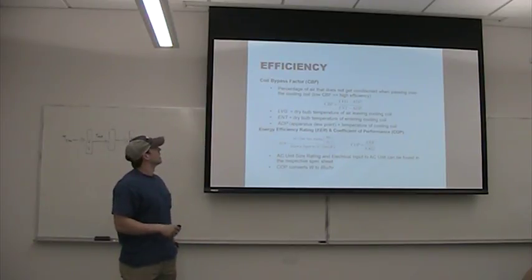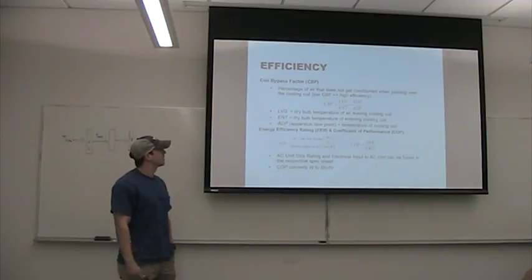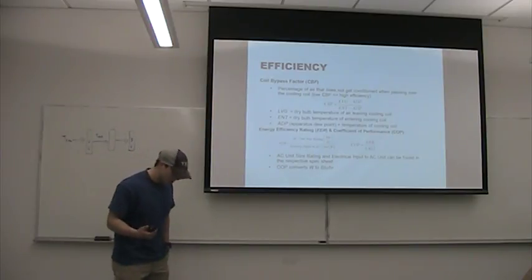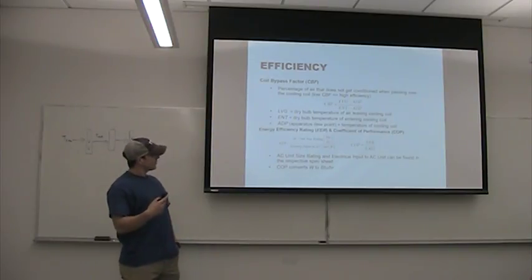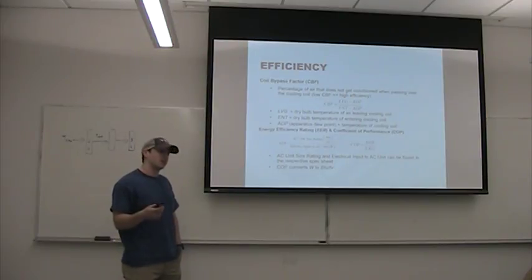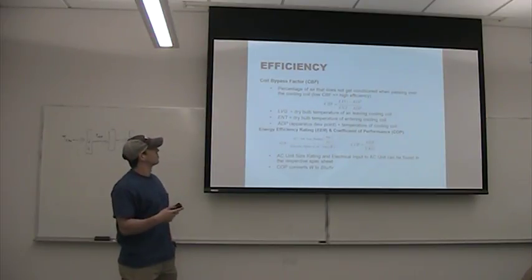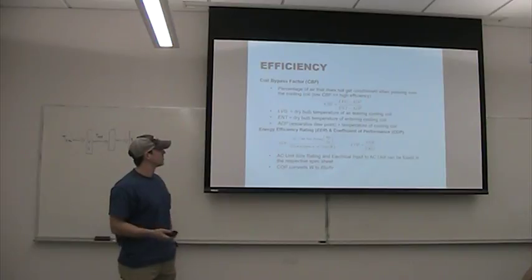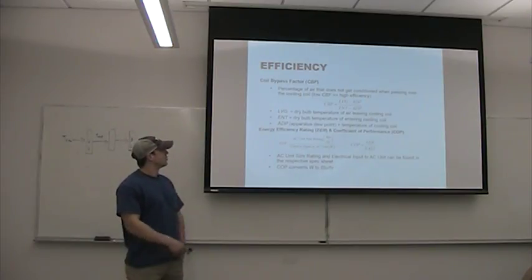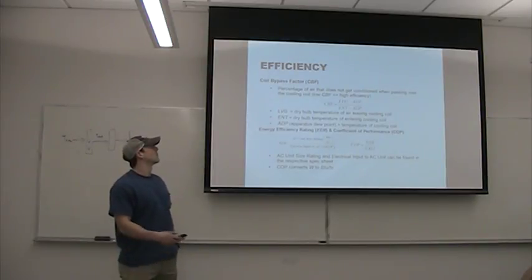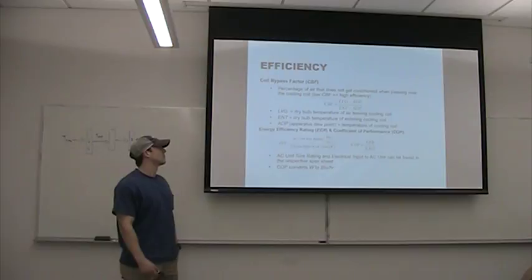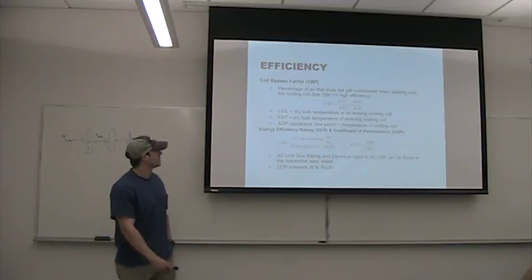First kind of efficiency we have is the coil bypass factor. This measures the percentage of air that doesn't get conditioned as it passes over the cooling coil, like this little heat exchanger. To calculate this, you take the dry bulb temperature of the air leaving, subtract it from the cooling coil temperature, and divide that by the temperature of the air entering subtracted from the cooling coil. So there we get some kind of efficiency.